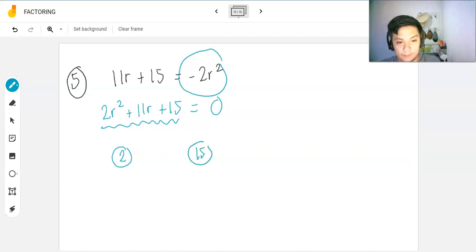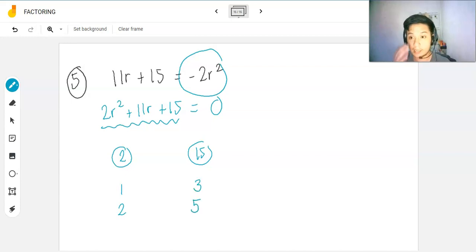constant term. So, madali ito kasi, mas madali kumpara dun sa kanina kasi dalawa lang naman ang factors ng 2 since it's a prime number, 1 and itself. O yung 15, apat yan. 1 and 15, 3 and 5. So, let's start siguro dun sa hindi mo na involve yung number itself. Let's try 3 and 5.